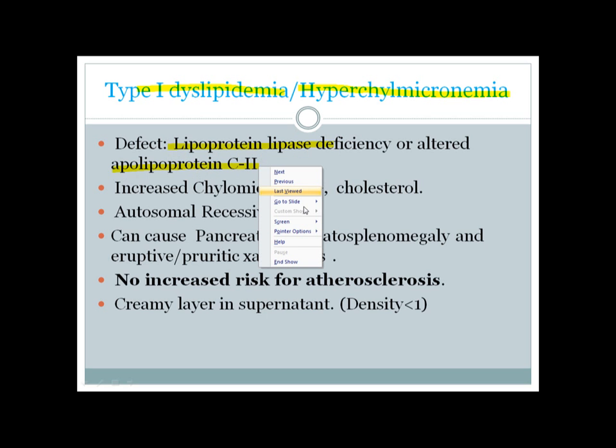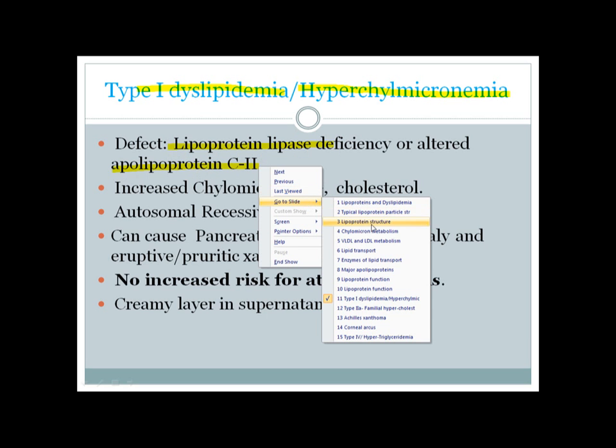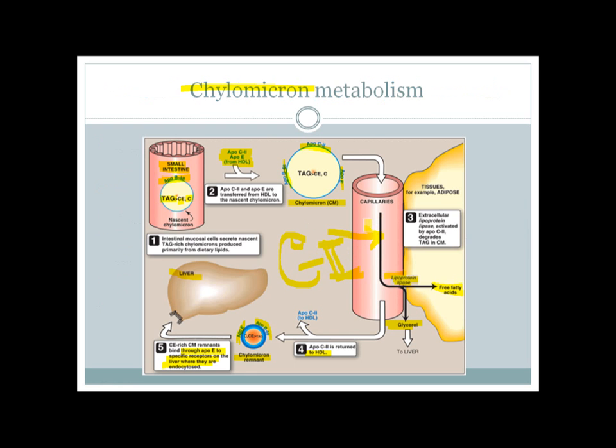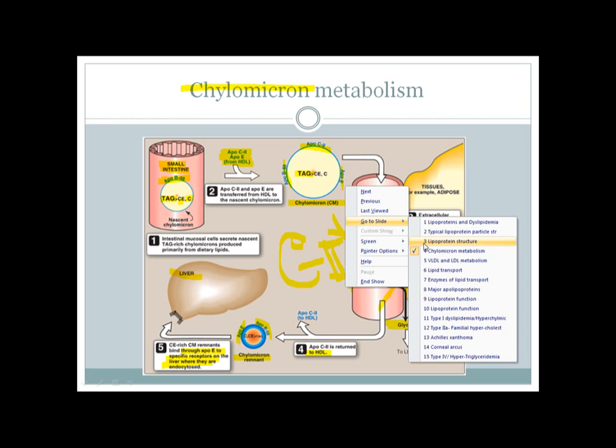So if I go back to our previous slide of chylomicron metabolism, as you can see here, the triacylglycerol inside the chylomicrons will be broken down by lipoprotein lipase. So if there is any defect in lipoprotein lipase, there will not be any breaking down of triacylglycerol. And also, if there is any defect in ApoC2, the lipoprotein lipase will not be activated, and so the levels of chylomicron and levels of triglycerides in your blood will be very high. Okay, so this is the basic defect.